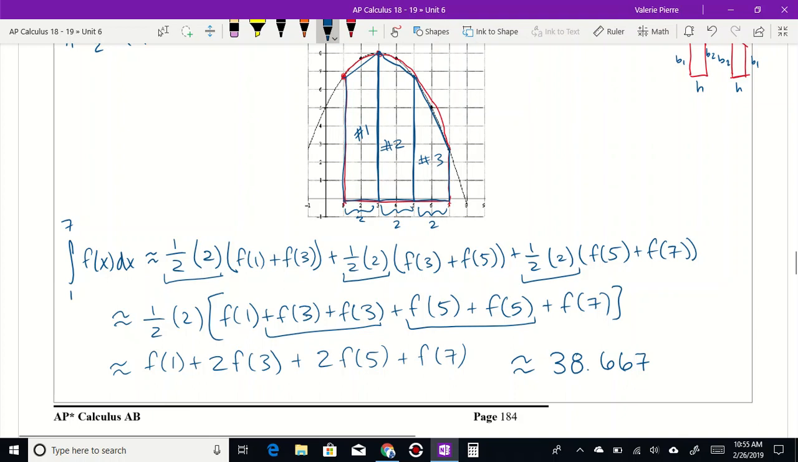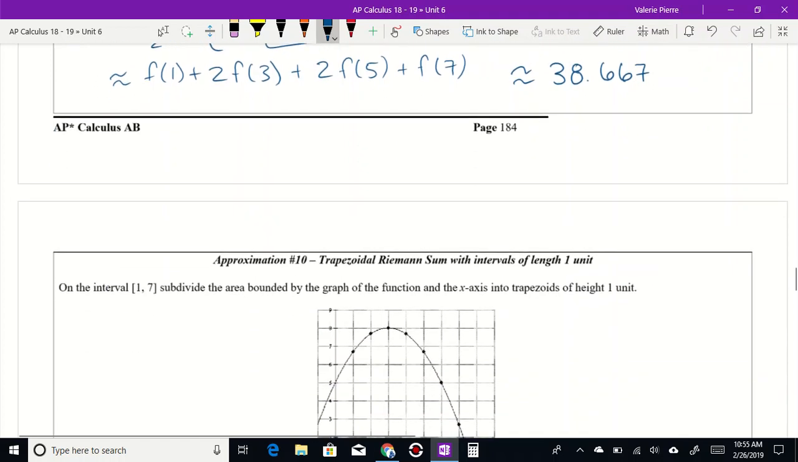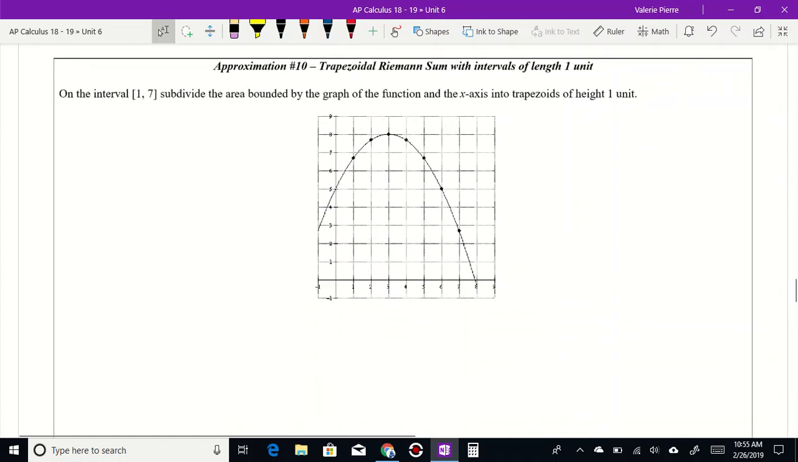All right, trapezoidal Riemann sum is a tad bit trickier. You do have to pay attention to every single trapezoid separately, or else you might get confused. Okay, so if you do have approximation number 10, please make sure you are being accurate and you are taking your time when you are creating your trapezoids and finding the areas of them.